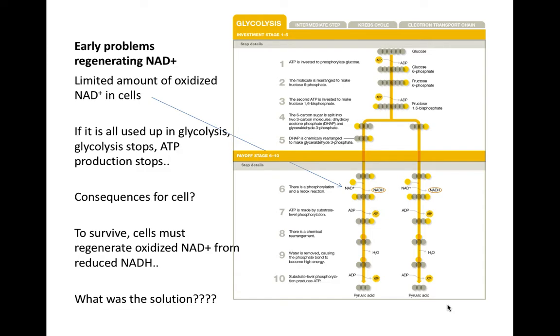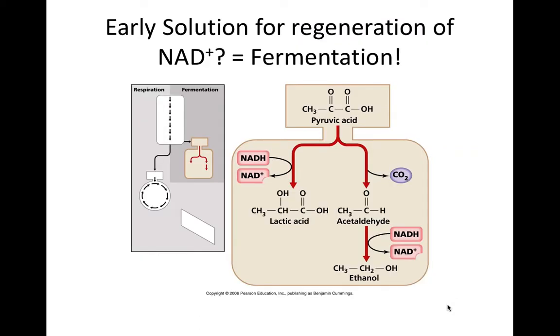In the early strategies for this process, the cells evolved fermentation. So here are 2 examples of fermentation that it's important that you know for the lecture exam. The first one, to the left here, shows the final steps in what's called lactic acid fermentation. Many of the fermentation pathways are named after important end products.